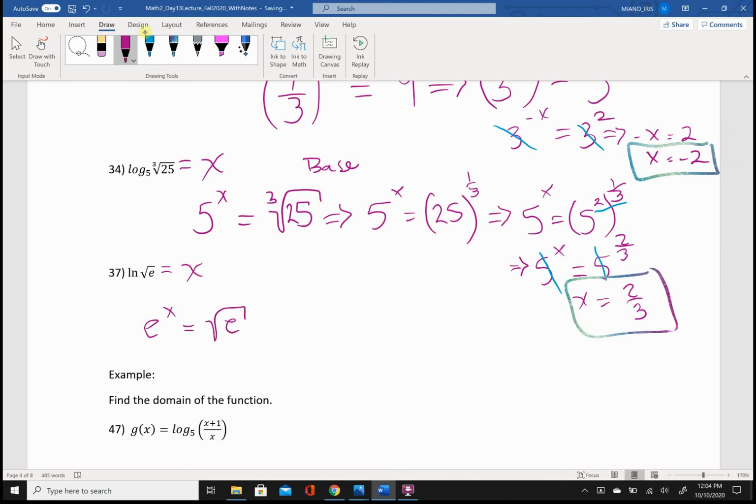Now, anytime you're dealing with a root, go ahead and rewrite it as a fraction exponent, and you will find right away that we have the ability to slash away the bases of e, and x equals 1/2 here. And that is that.